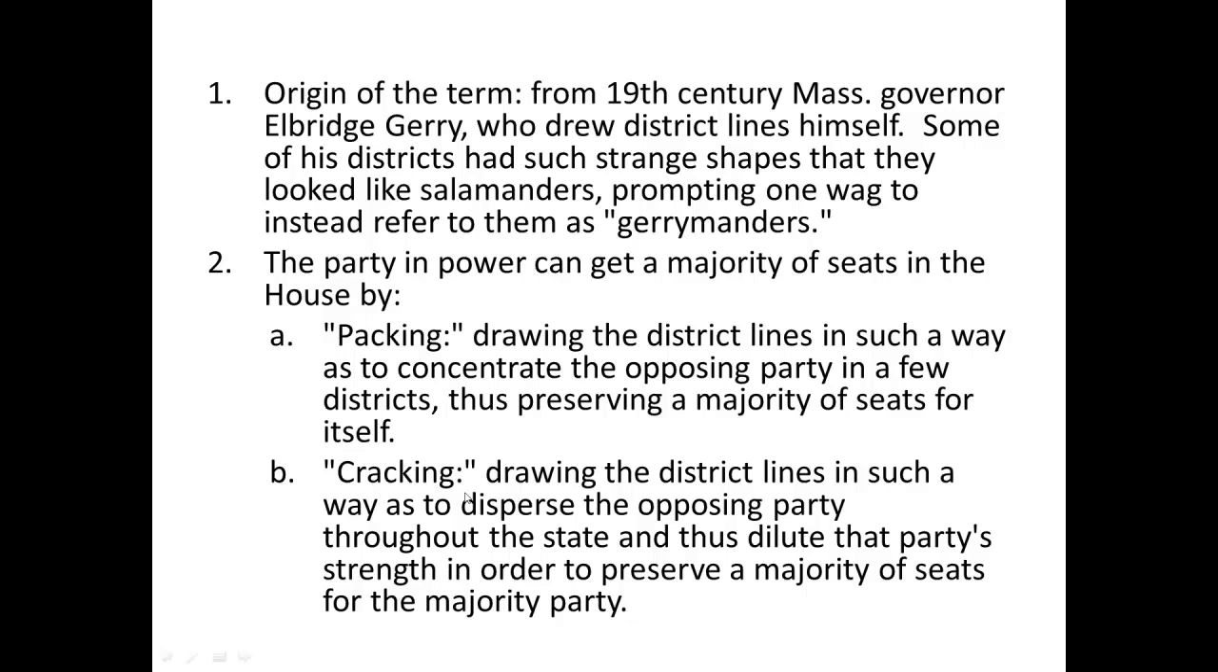How about cracking? Drawing the district lines in such a way as to disperse the opposing party throughout the state and thus diluting them. So this is like put 3 Democrats with 2 Republicans, 3 Democrats with 2 Republicans, again and again and again, so that the Democrats keep winning, or vice versa.